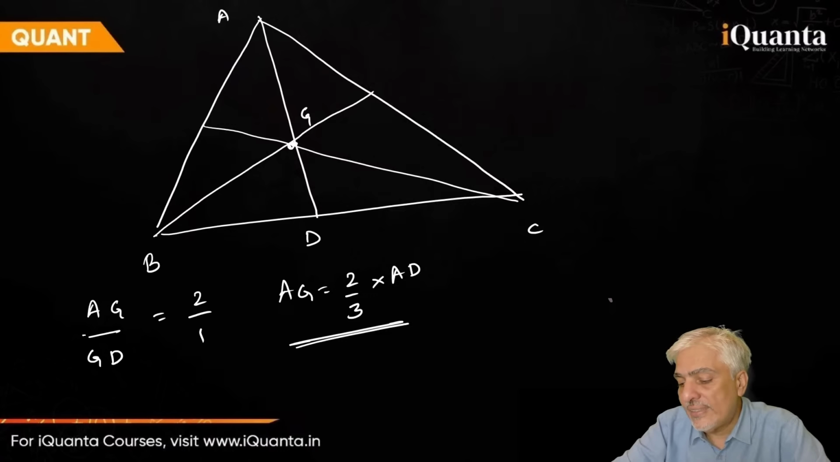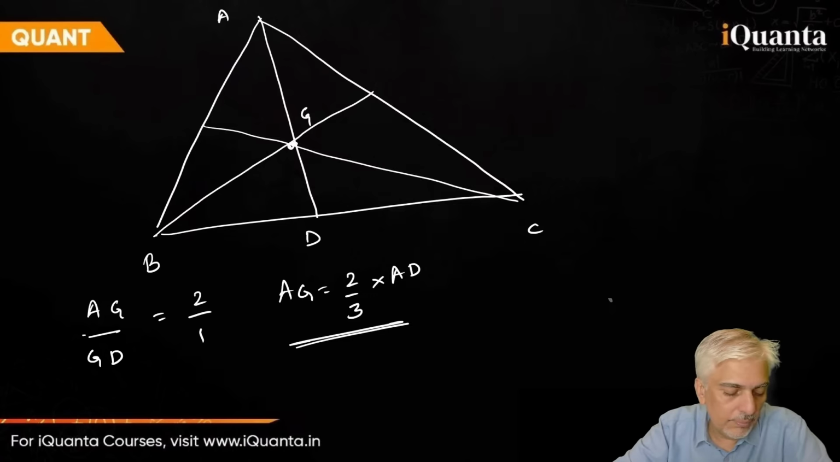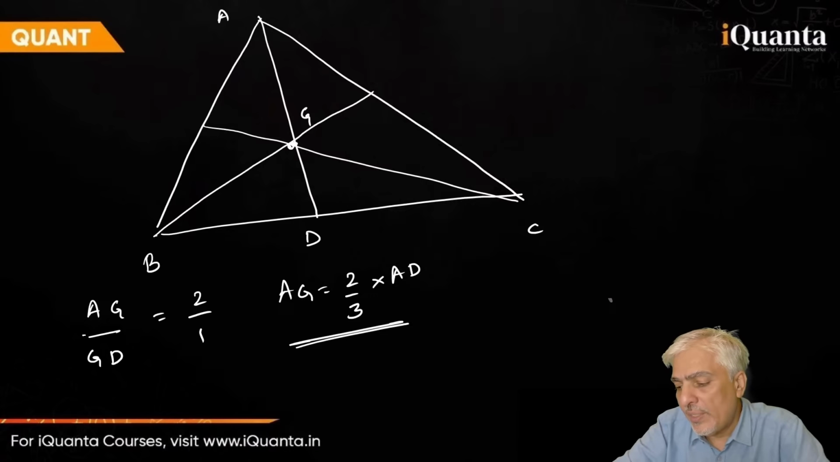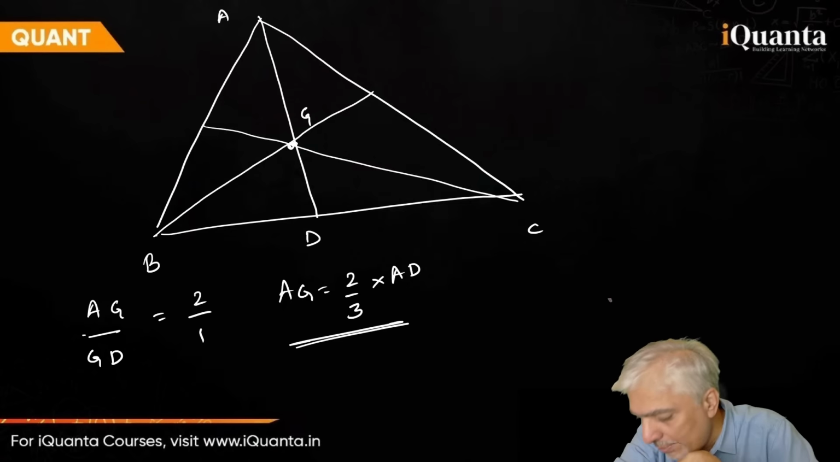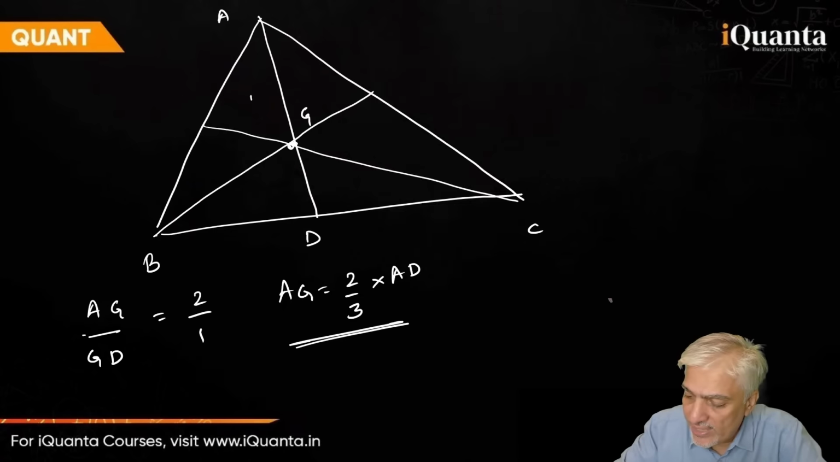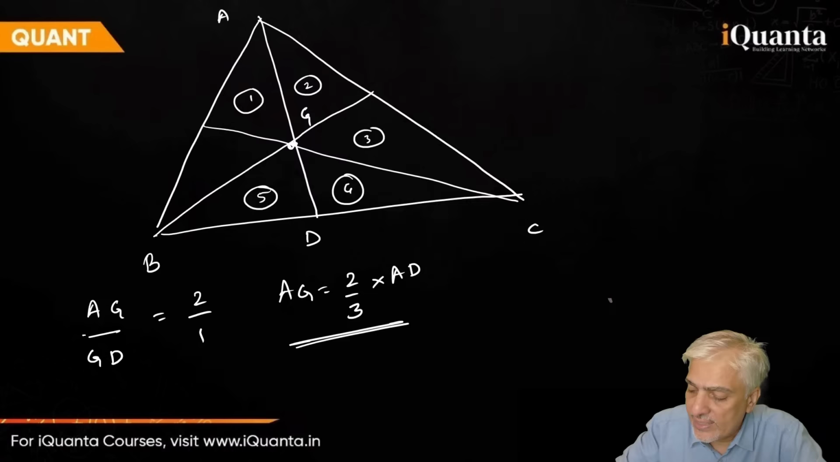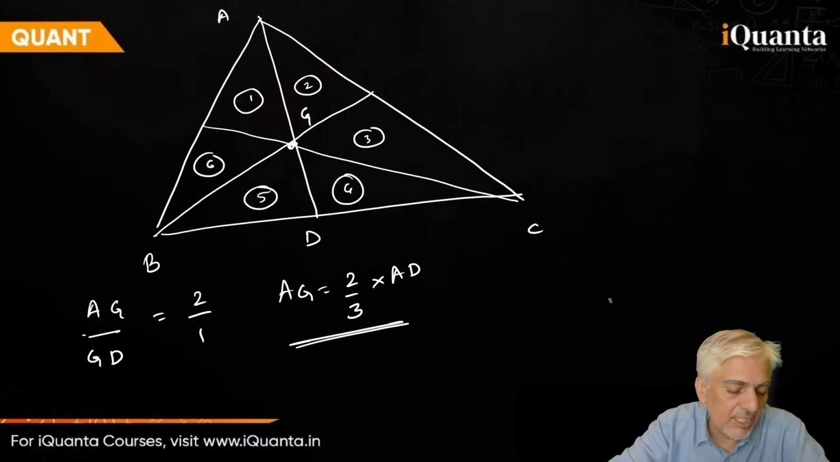What else can you understand from here? One, again, an important property is when you draw all the three medians, you get six triangles. What can you say about these six triangles? I can see six triangles. Let's call them triangle number 1, triangle number 2, triangle number 3, triangle number 4, triangle number 5, and triangle number 6. What can you say about these six triangles?